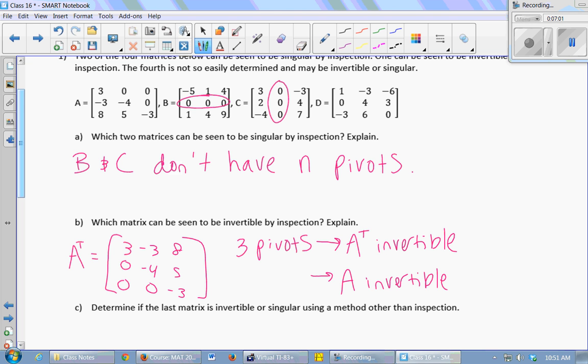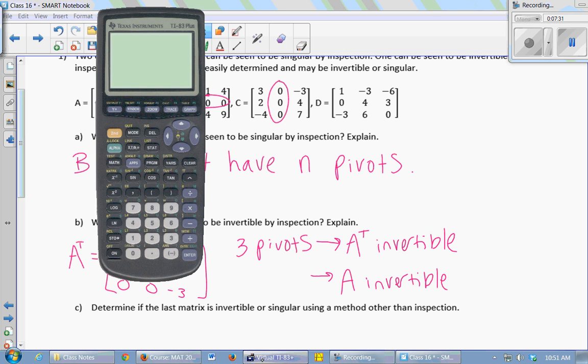So that makes sense? It's not quite as quick as the other two, but you can still tell without having to do any row reducing. And then D is the only one left. You can't tell by inspection, I don't think, whether it is invertible or not. So what do? You got it. Row reduce it. If it turns into the identity, then it's invertible. And if it doesn't, it's not.